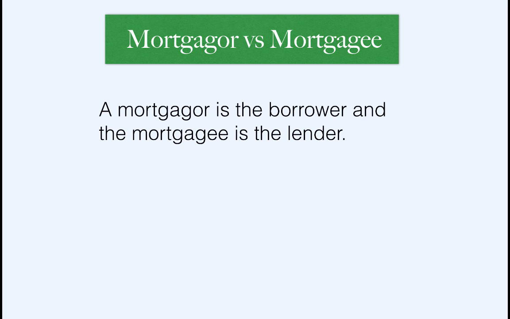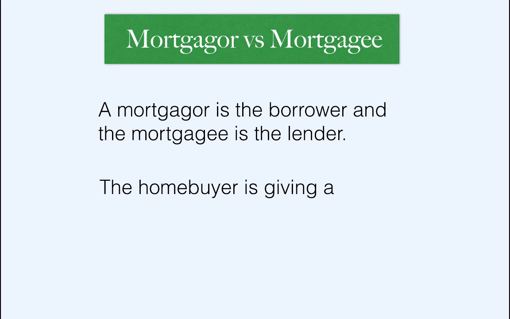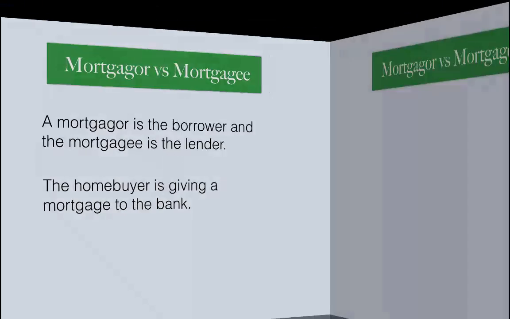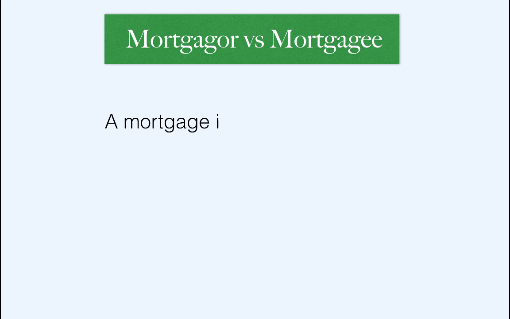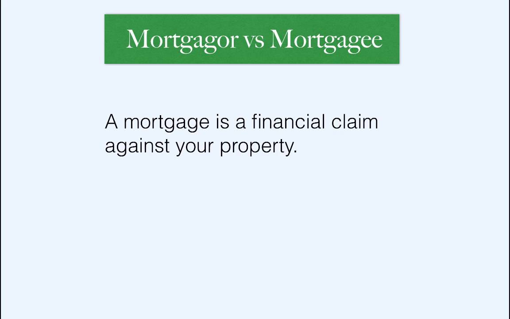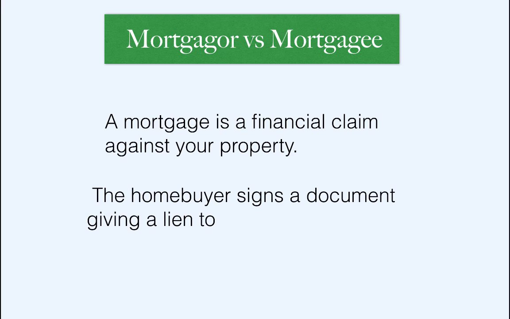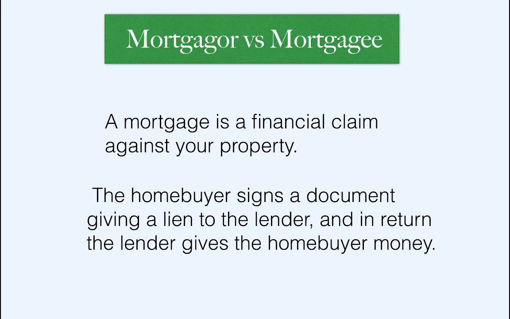The confusion arises because they're mixed up about who actually does the mortgaging. Most home buyers say they'll go to a lender to get a mortgage, and real estate brokers say they will find a bank to give you a mortgage, when in reality it is the home buyer who is giving a mortgage to the bank. A mortgage is a financial claim against your property. The home buyer signs a document giving a lien to the lender, and in return they give the home buyer money. This way the lender receives security interest in the property until it is repaid in full.